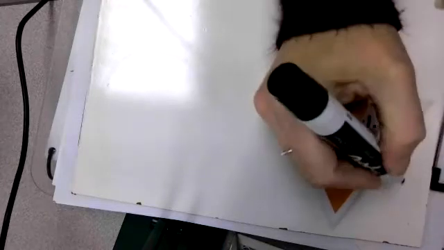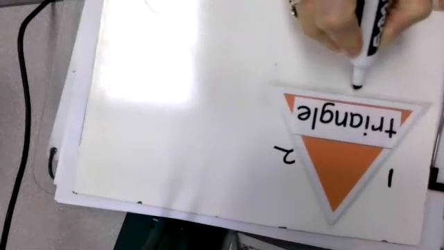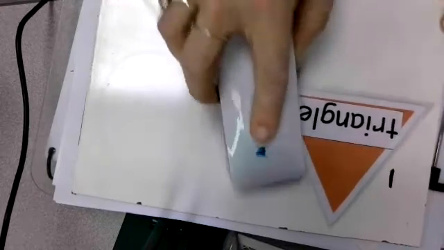All right, here's my next shape, friends. What shape do you see here? I'll give you a hint. It starts with a t, t, t. It's a triangle. How many sides does a triangle have? We can count them. Here's 1, here's 2, and here's 3. So how many sides does a triangle have? 3. I think my numbers are upside down. So I'm going to go ahead and erase them.